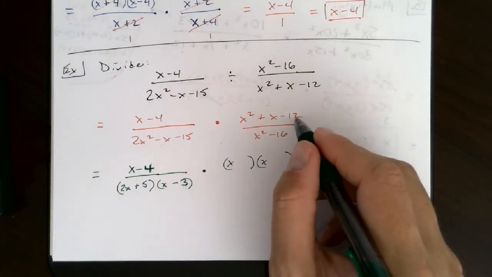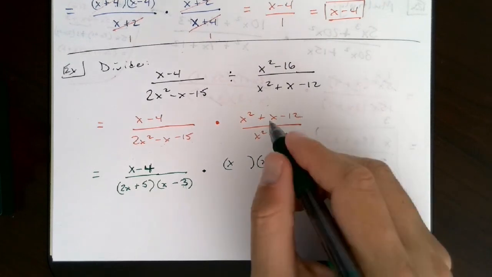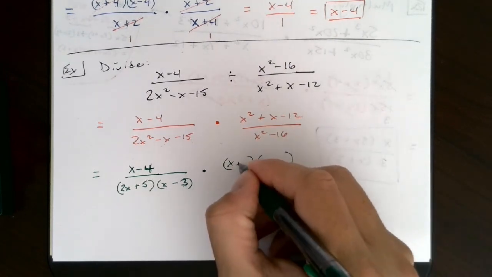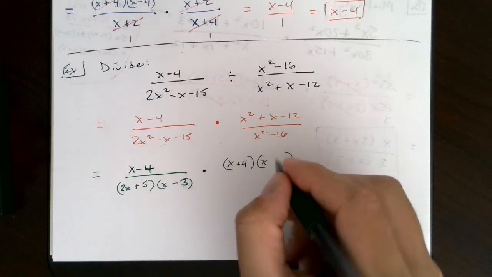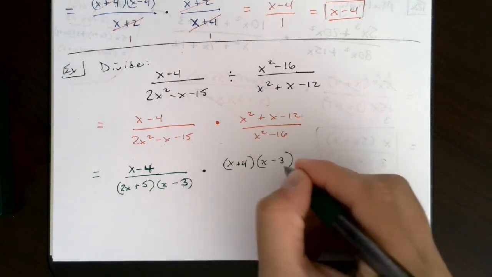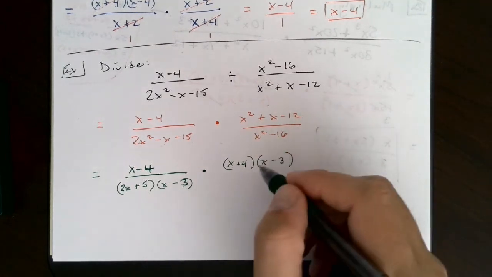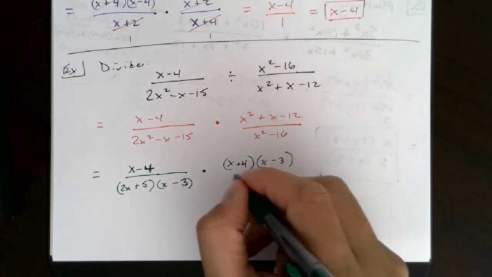So multiplies to a negative 12 and adds to a positive 1, there'll be a positive 4 and a negative 3. 4 times negative 3 is negative 12. 4 minus 3 does give you 1.